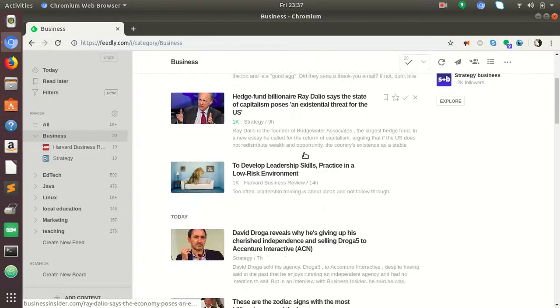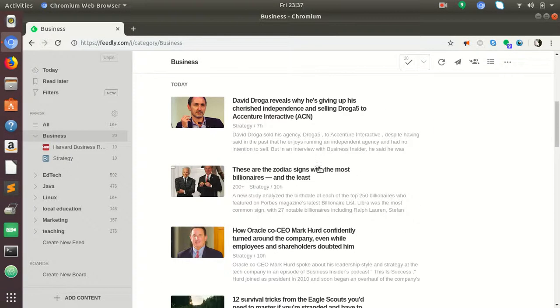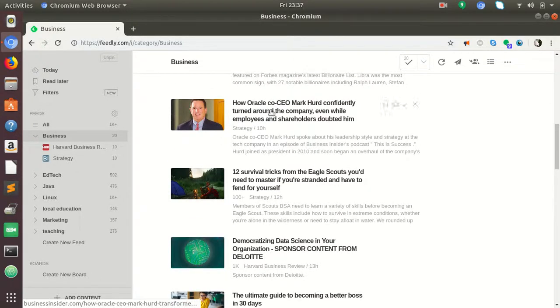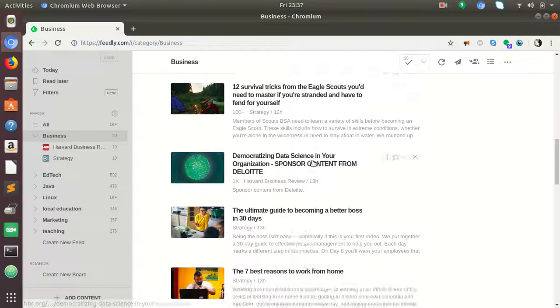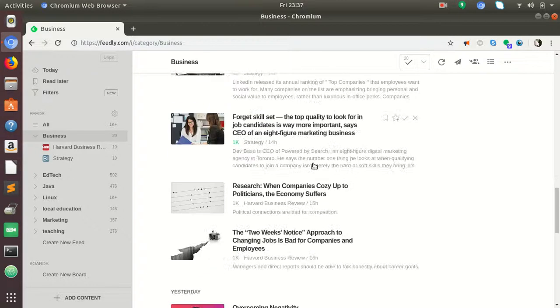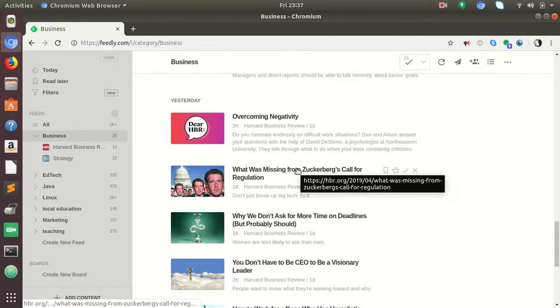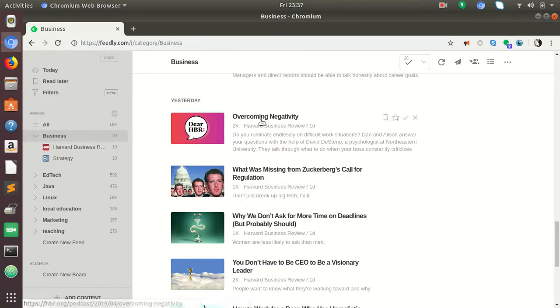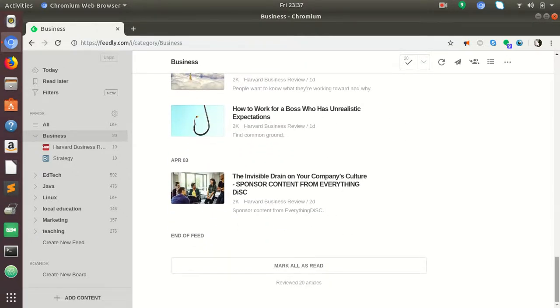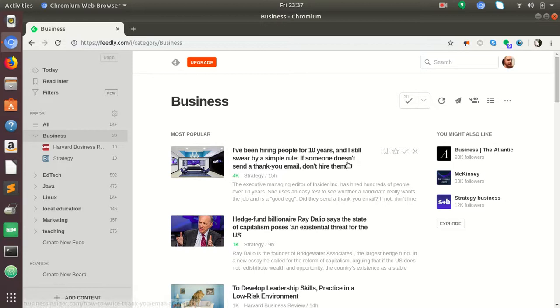And now I can look through various things: how Oracle co-CEO Mark Hurd confidently turned around the company, even while employees and shareholders doubted him. That doesn't really interest me, but I'm sure there's some good stuff in here. What was missing from Zuckerberg's call for regulation? Yeah. So that's essentially how to make feeds and a general overview of what this system is.